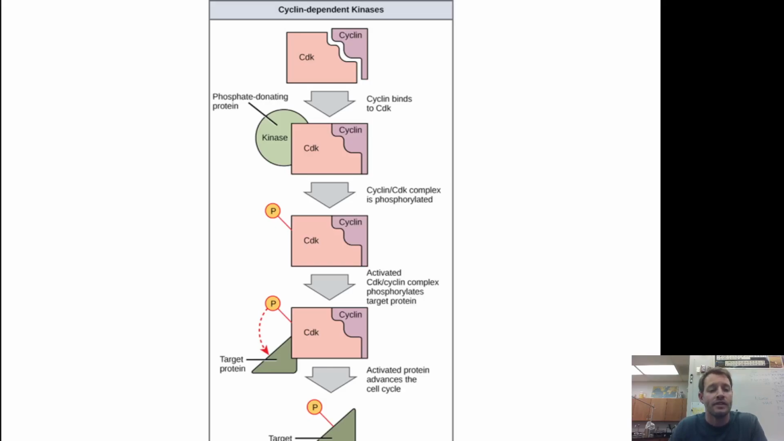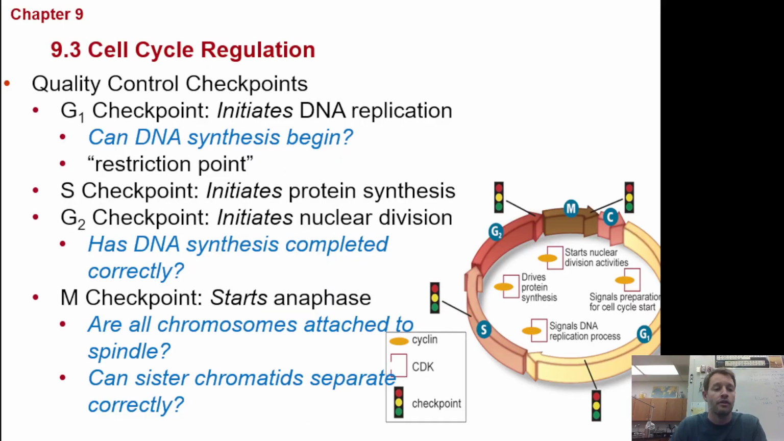This is the mechanism for how cyclin-dependent kinases work. You can see that we have the CDK, that is the enzyme, and then the cyclin, which is another protein, will bind to the CDK, and that will either activate or inactivate the complex. So you can think of it as like a triggering mechanism. There are different checkpoints along the way in the cell cycle.